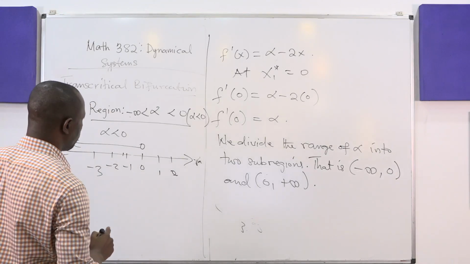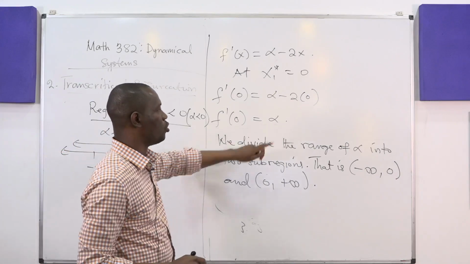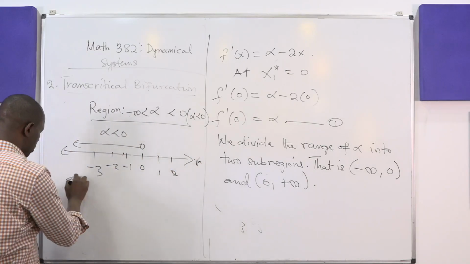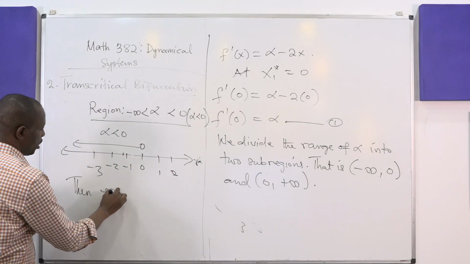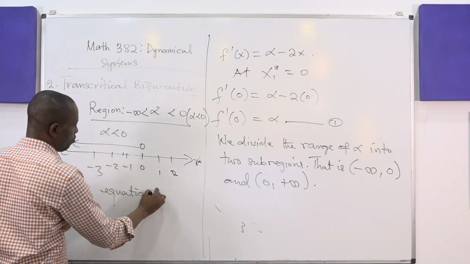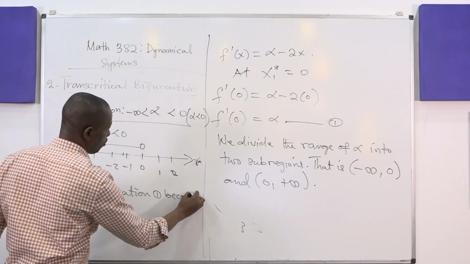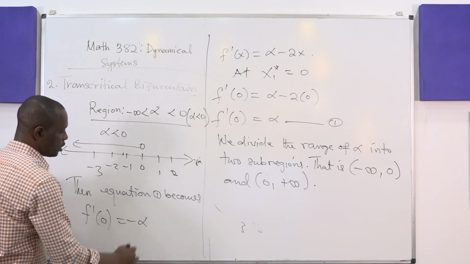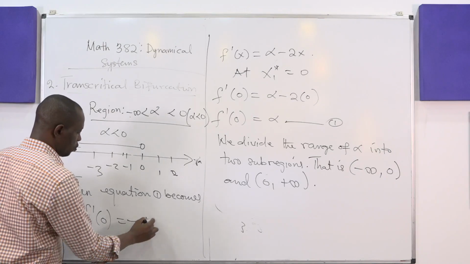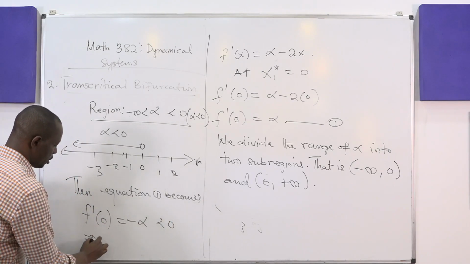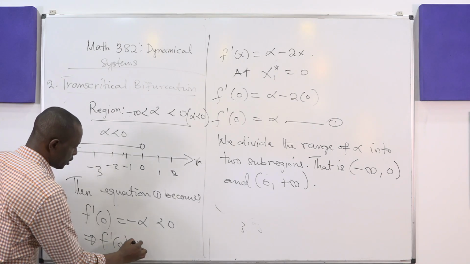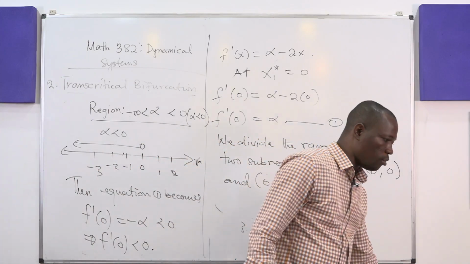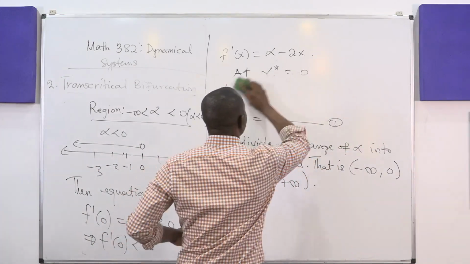So now, when alpha is less than 0, then alpha is negative. So this is going to be what? Negative. So if you call it equation 1, then equation 1 becomes f prime at 0, which is what? Negative. Is that okay? And this is less than 0. So it implies that f prime at 0 is less than 0. So it tells us it is asymptotically stable at 0.